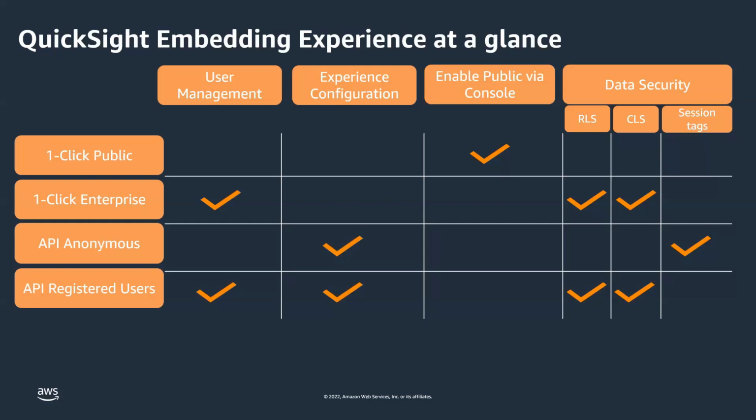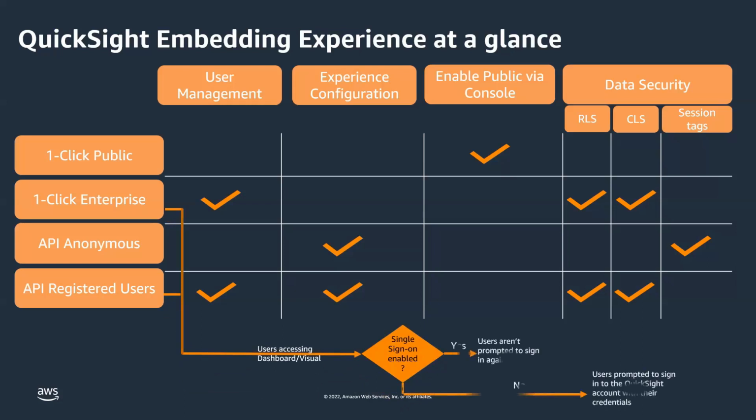So with all this, what does the user sign-in experience look like? In case of one-click enterprise and registered user embedding, once the user has been provided access to the dashboard or the visual, if single sign-on is enabled, the users won't be prompted to sign in again. If single sign-on is not enabled, users will be prompted to sign into their QuickSight account with their credentials, and when they sign in, have proper authorization and access, they'll be able to see the desired information.